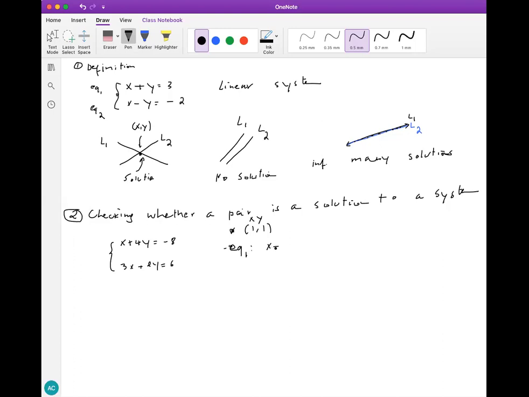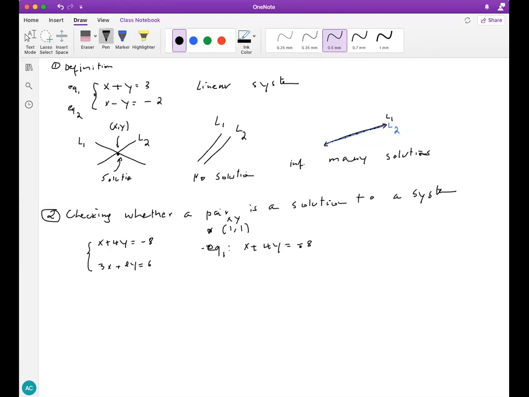Which is x plus 4y equals -8. What we're going to do is plug x and y into this equation and see how it works. So x is 1, so we're going to put 1 here, plus 4 times y. Y happens to be 1 as well. And we say, is it equal to -8? Let's simplify. This is 1 plus 4 times 1 is 4, so that's 5. 5 and -8. So that's not a solution. So this one is not a solution to this equation.